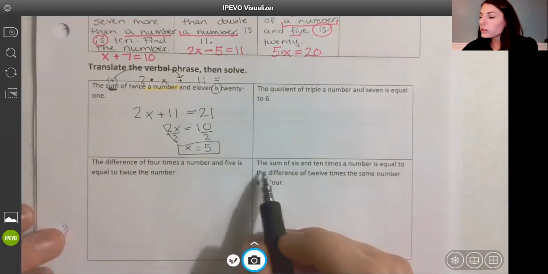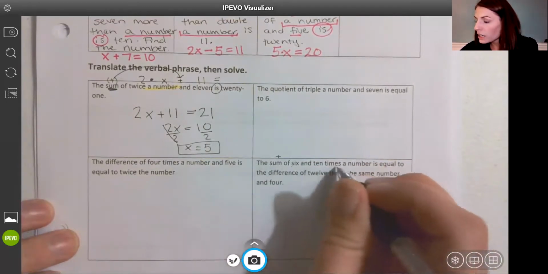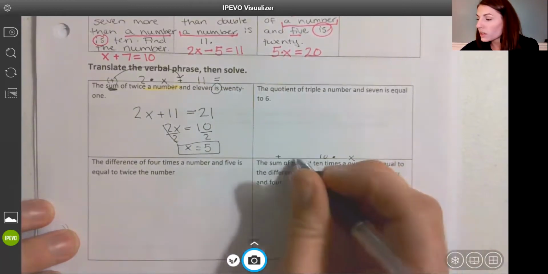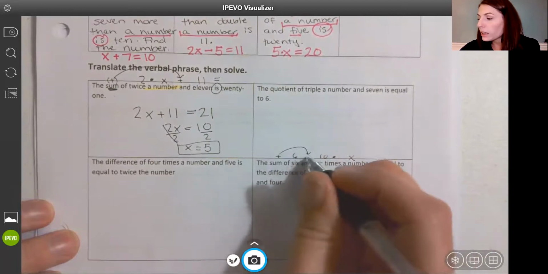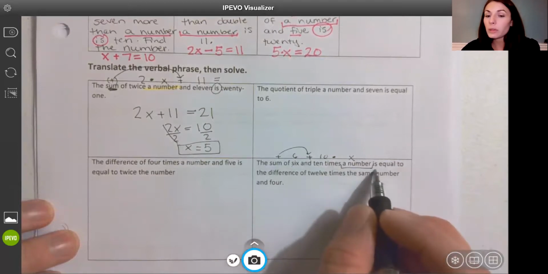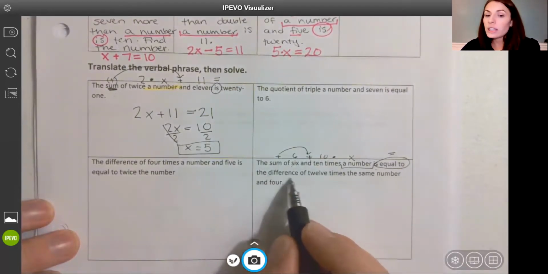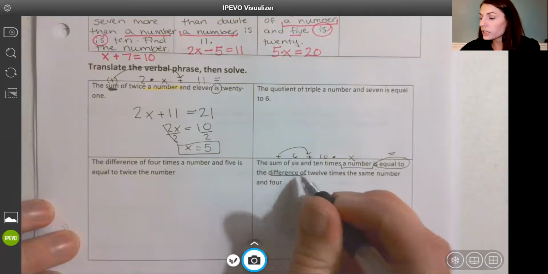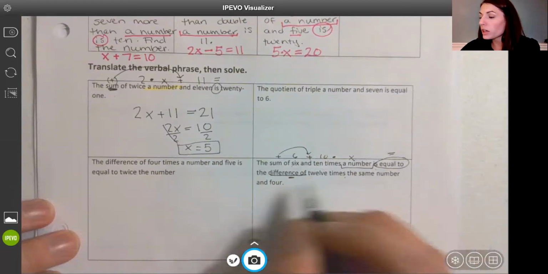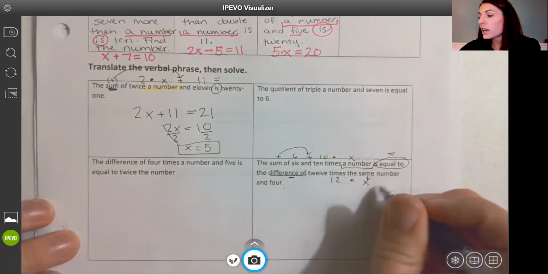So the last one has a lot of pieces here. The sum, again, we're talking about addition, of 6 and 10 times a number. So 10 times a number, meaning we have x. So we have 6 plus 10x. The sum of 6 and 10 times a number is equal to, so there's my equal sign, the difference, so the word difference indicates subtraction, of 12 times the same number and 4. Of 12 times the same number, 12 times x, and 4.